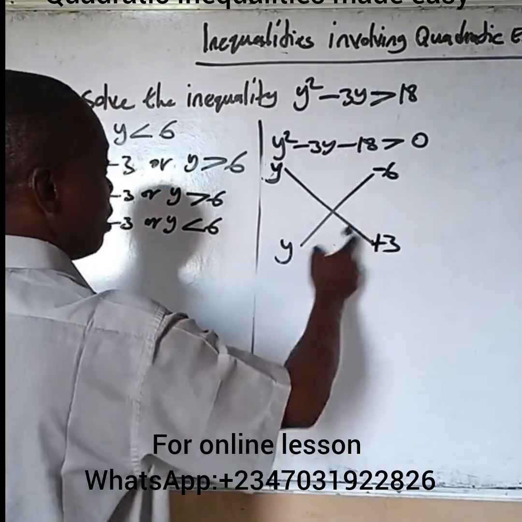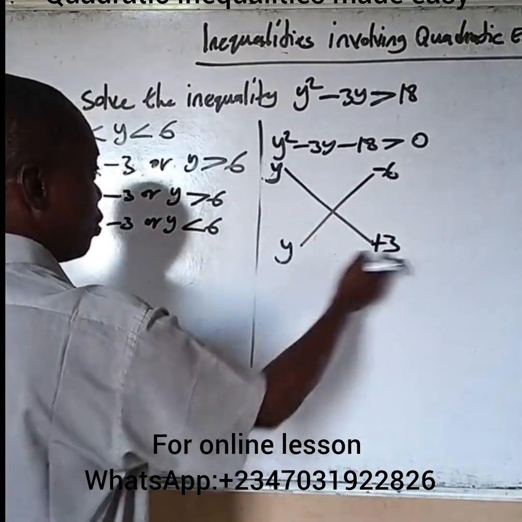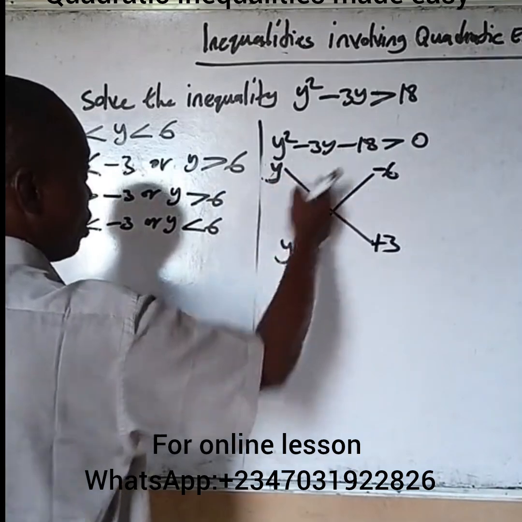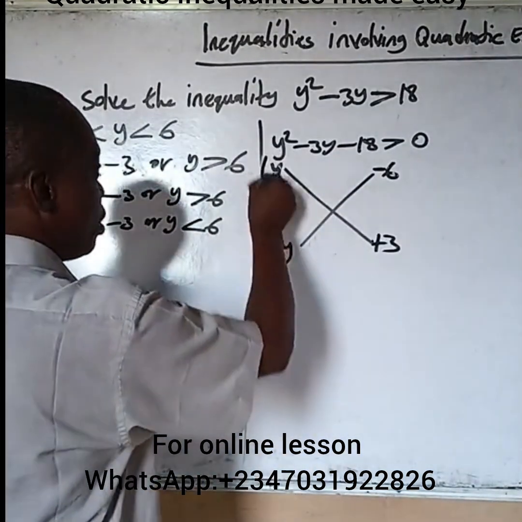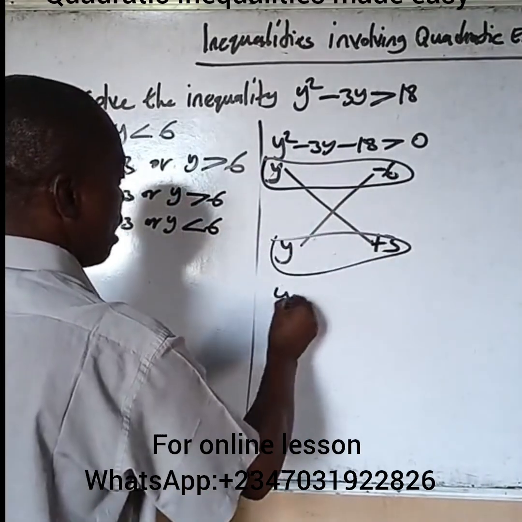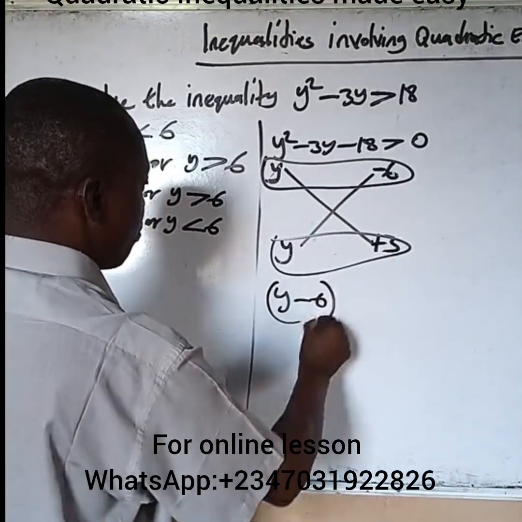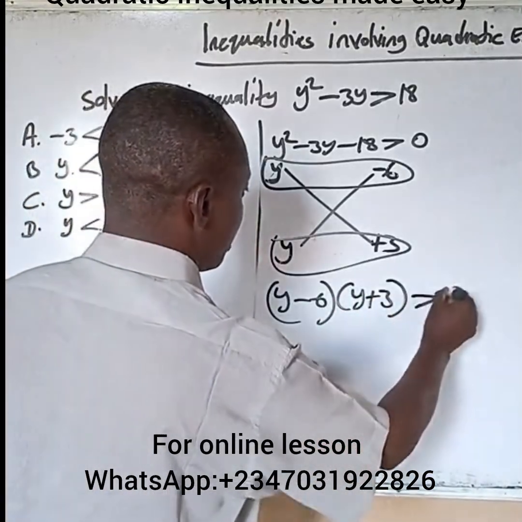Minus times plus is minus. 6 times 3 is 18. So we have minus 18. Minus 6y plus 3y will give us minus 3y. Then y times y is y squared. That is the check. So now we'll pick this as the factor. So we'll now have y minus 6 and y plus 3 is greater than 0.